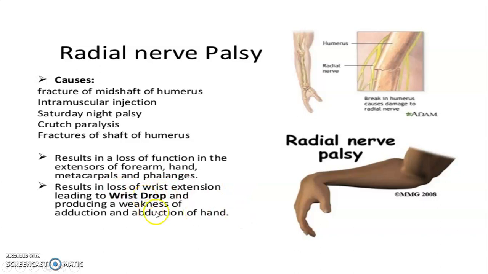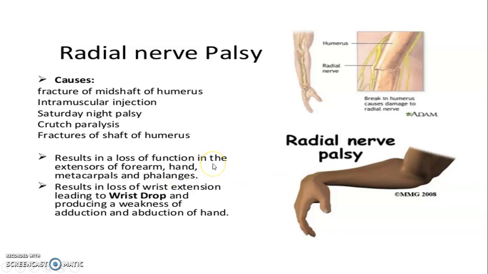Okay, and there will be an element of also weakness in the adduction and abduction of the hand, but commonly the abduction, because the muscles in the extensor compartment, like extensor carpi radialis longus and brevis, they cause radial deviation at the wrist.